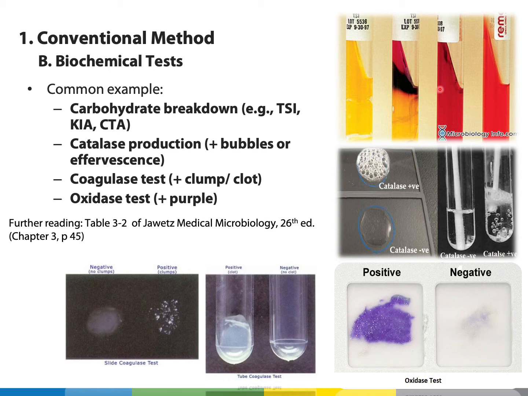Here is a picture of the TSI. Yellow means the organism ferments lactose and glucose, while if the organism does not ferment, it will remain orange or pink. The black portion signifies that the organism also produces sulfur, because there is additional ferrous sulfate in the culture medium.